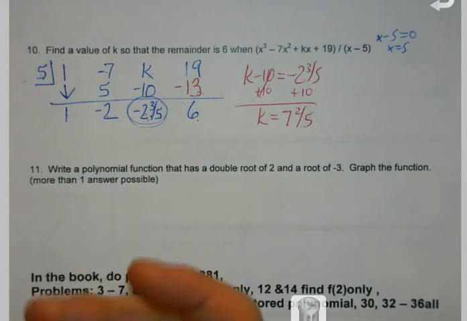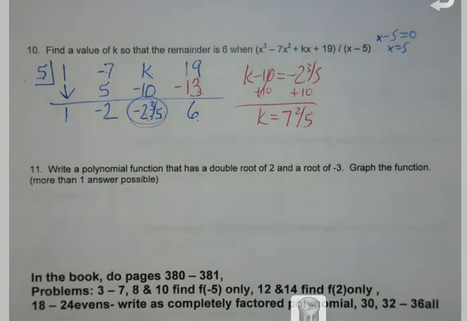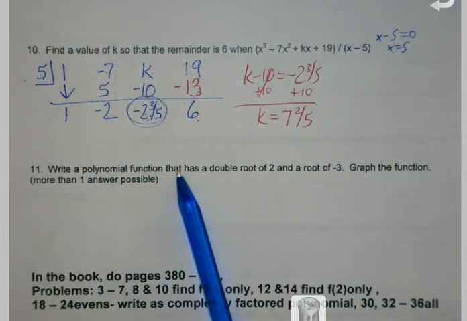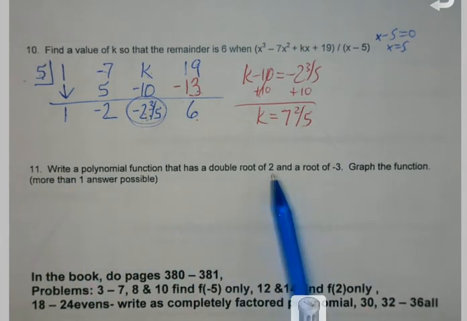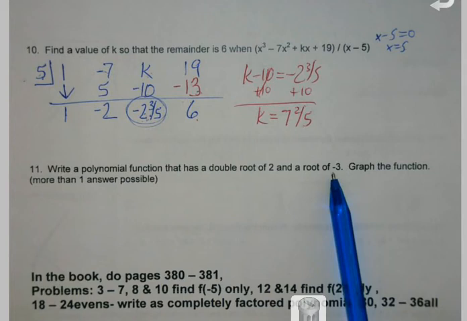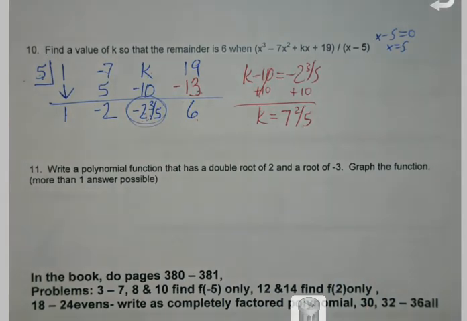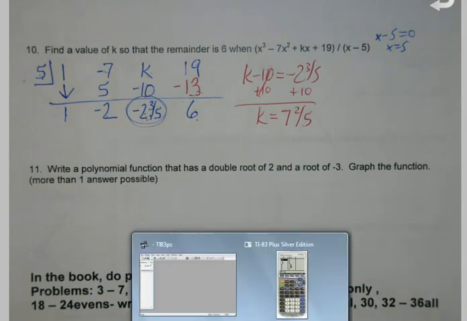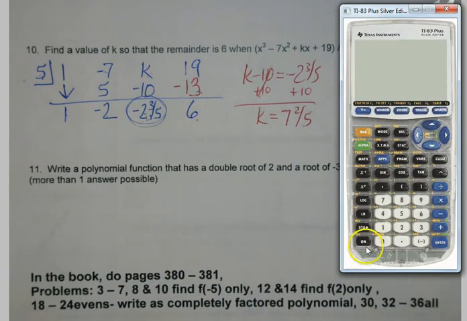The other thing I can do is work my way backwards. For instance, write a polynomial function that has a double root of 2 and a root of negative 3. Graph the function. More than one answer is possible. Okay? A double root would be something like, and this isn't going to be the one that you guys want to see, but you can see an example at least this way.